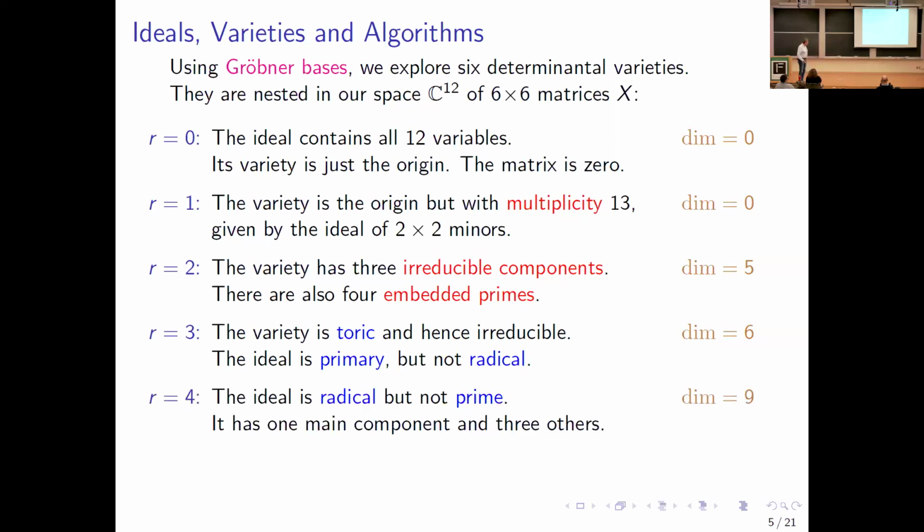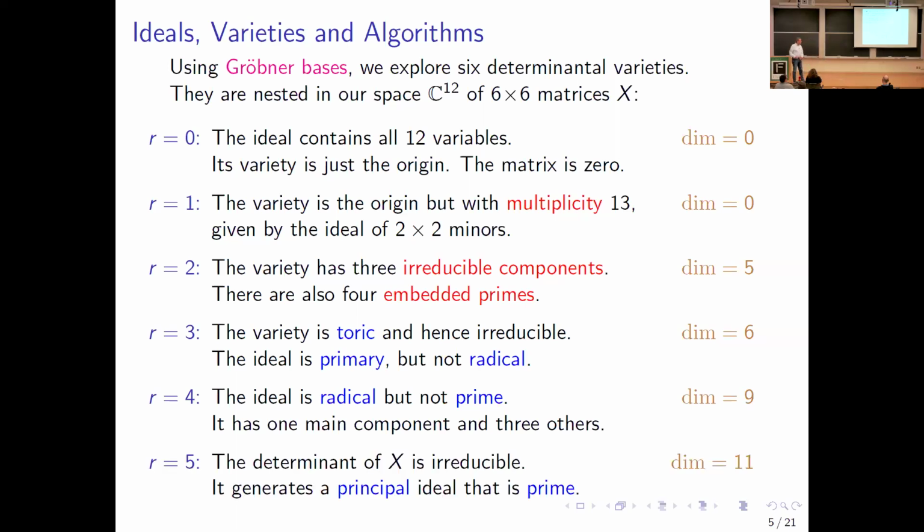Okay, let's try R equals 4. For R equals 4, it's interesting. It's radical, but it's actually not prime. Now you get a 9-dimensional variety, and it has 4 components. It has 4 irreducible components, and one of them I like better than the others. I'll come back to that. That has to do with the cosmology. So there are 4 components.